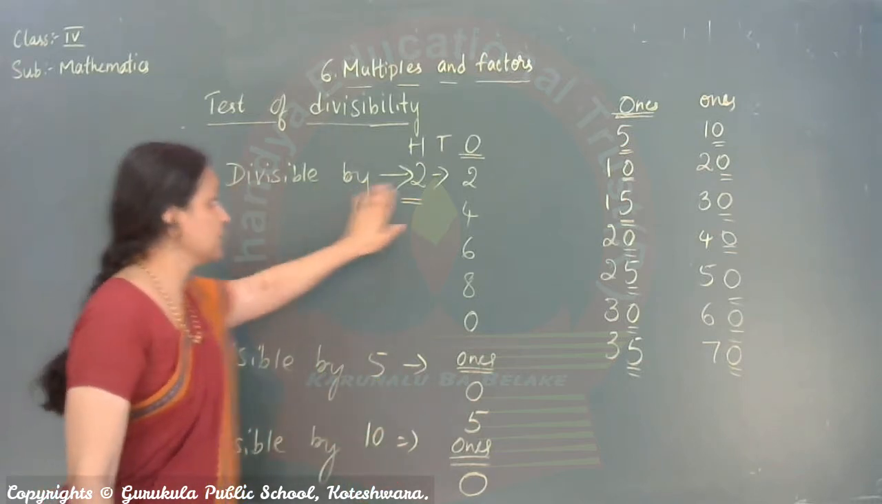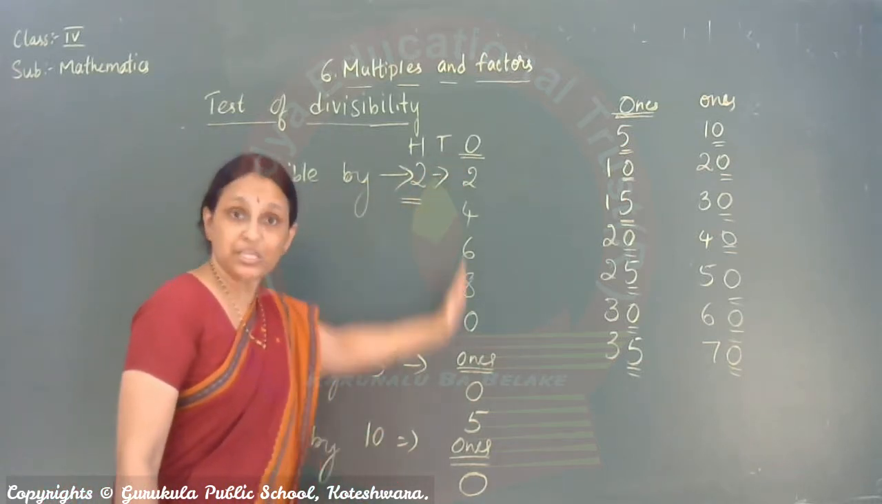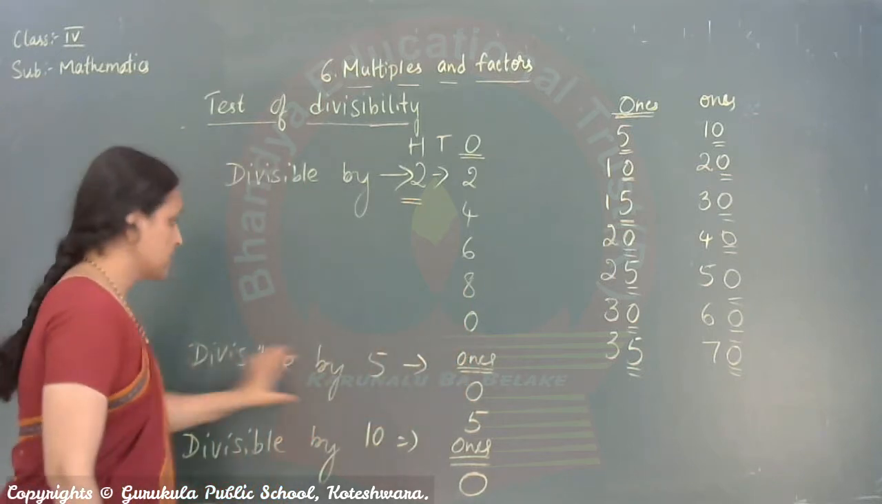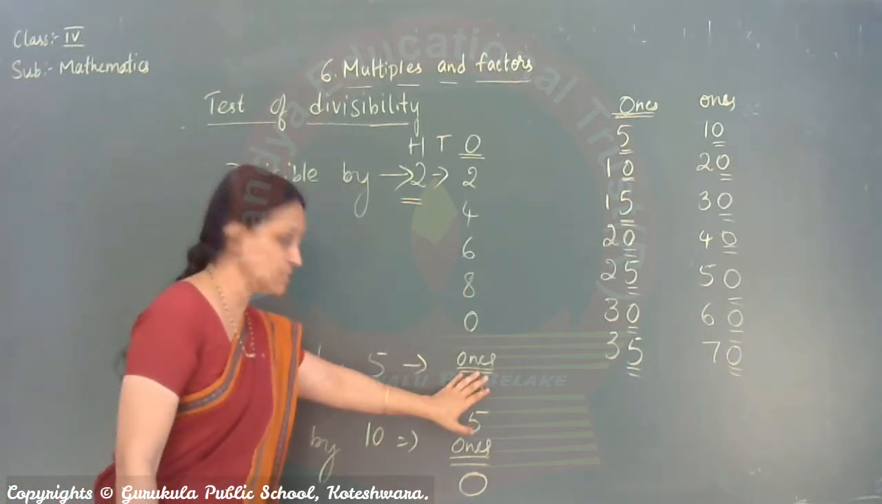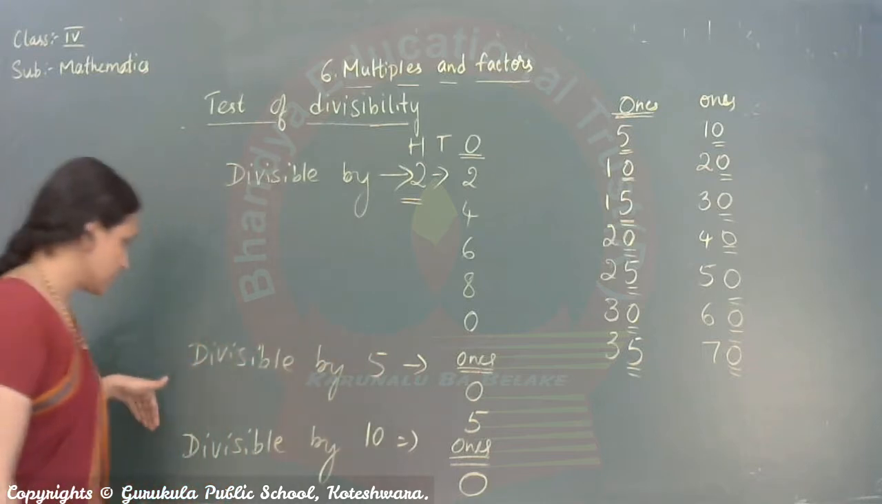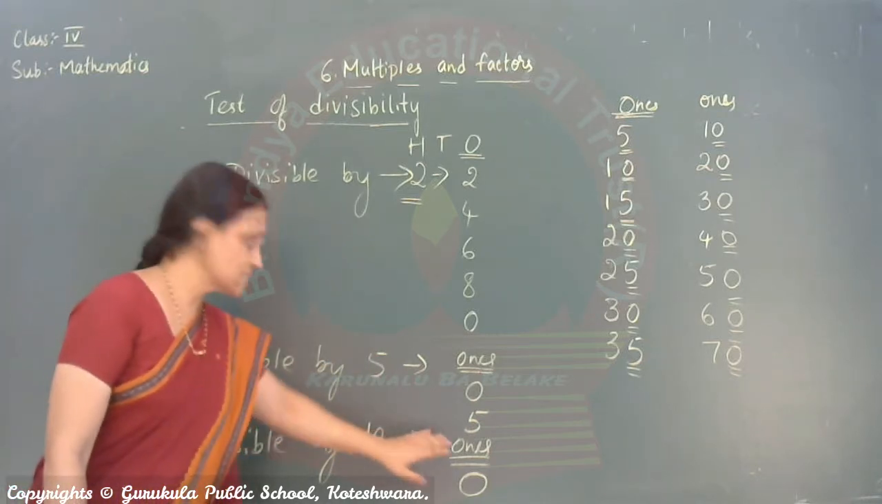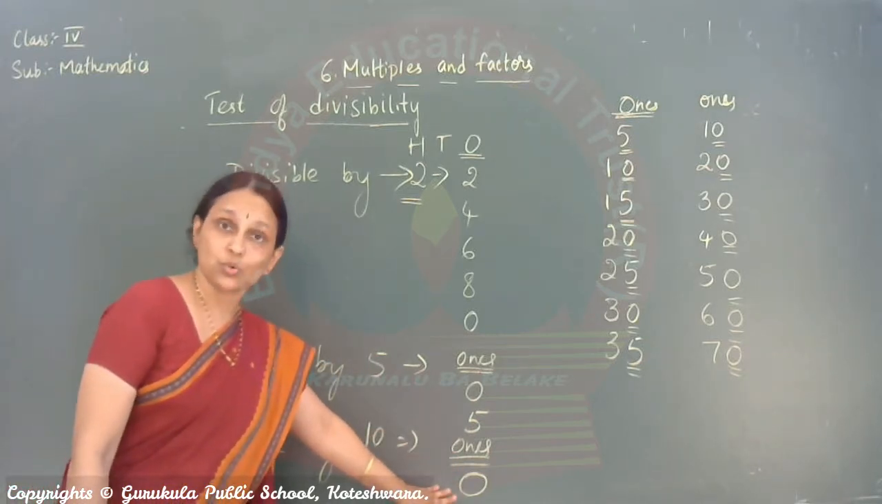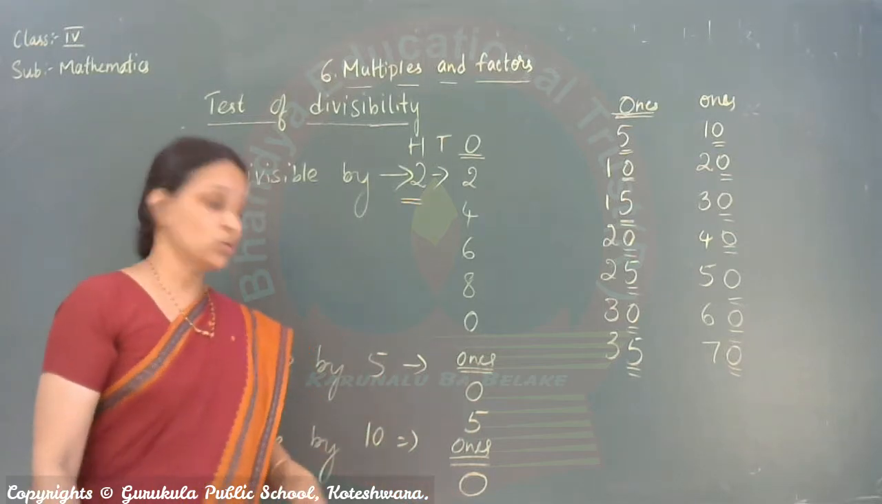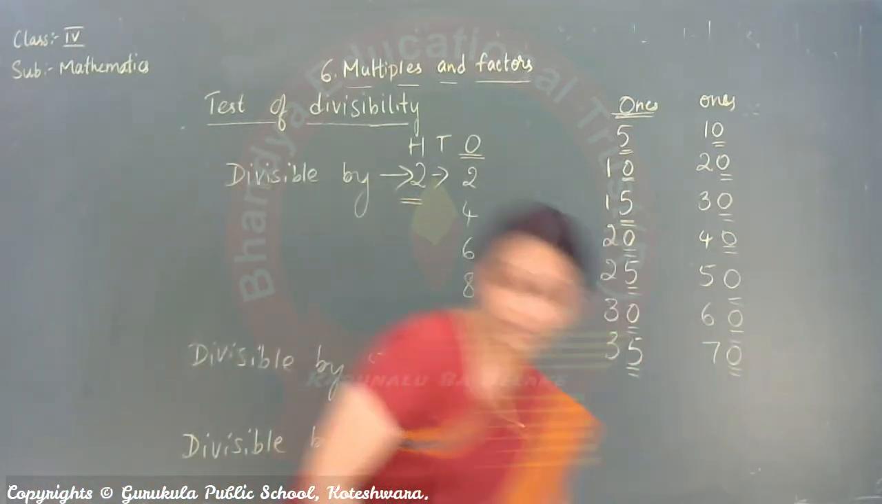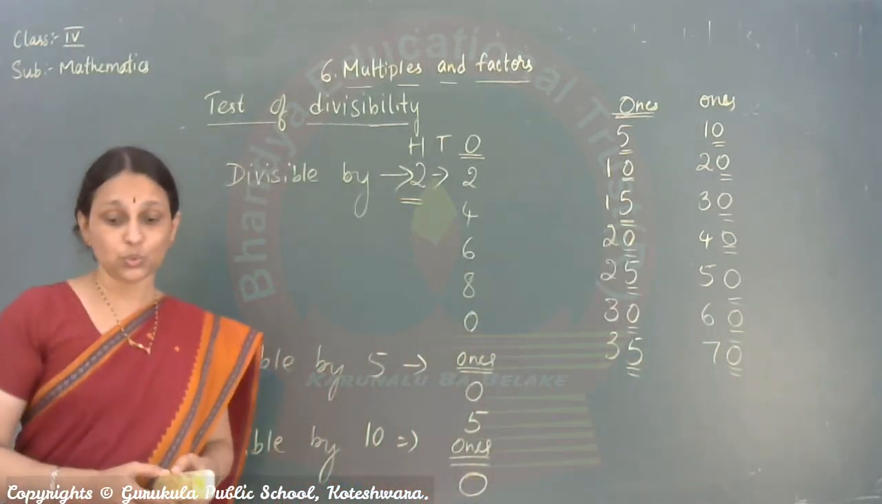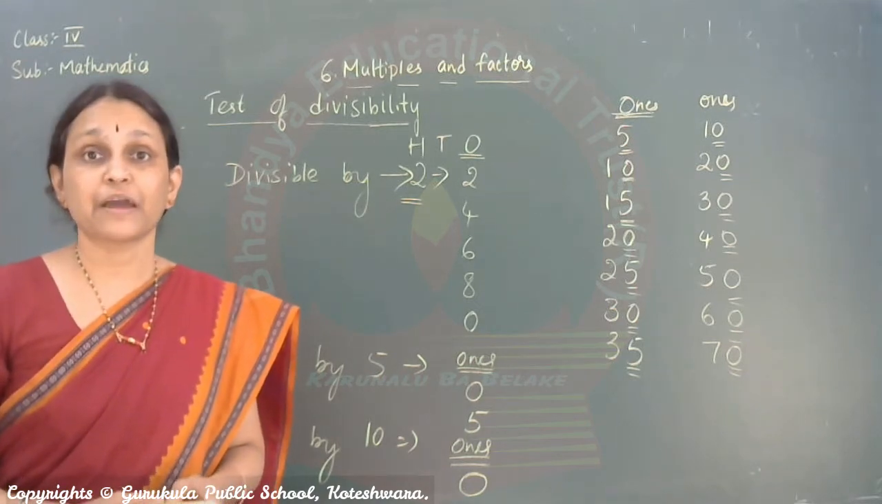For divisible by 2, ones place should be even number. For divisible by 5, ones place should be 0 and 5. For divisible by 10, ones place should be 0. Yes, let us go to the textbook part, that is divisible by 2 and divisible by 5 and 10.